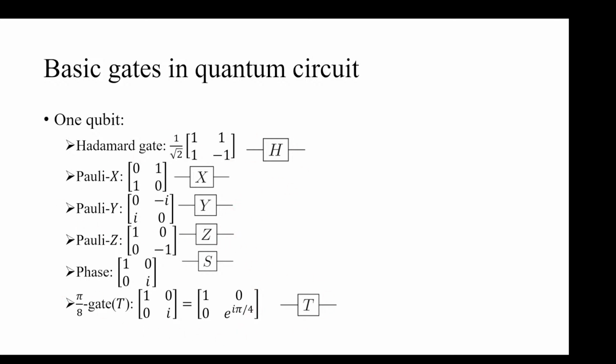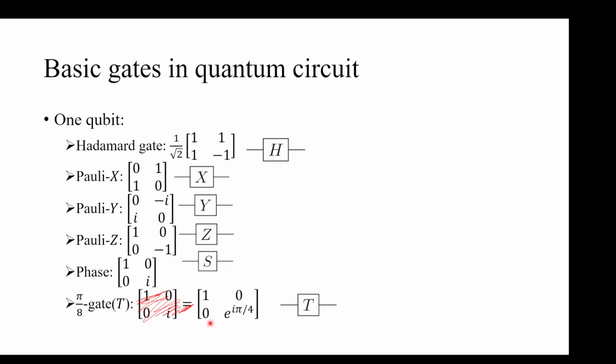Then there are these other 2 that are also good to know. One of them is the phase gate, and it's basically the square root of the Z gate. It is 1, 0, 0, i. And then there is also the pi over 8 gate, or T gate. Sorry, I think we have a typo here. That's a square root of this S gate. So the T gate is this gate: 1, 0, 0, e to the i pi over 4.